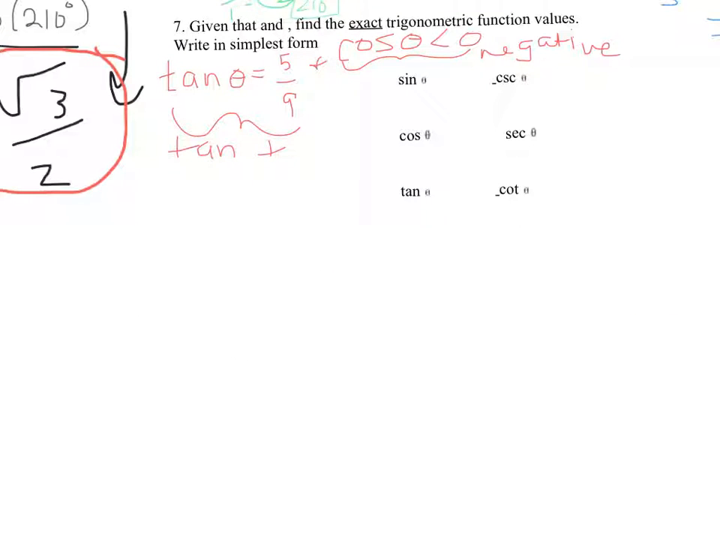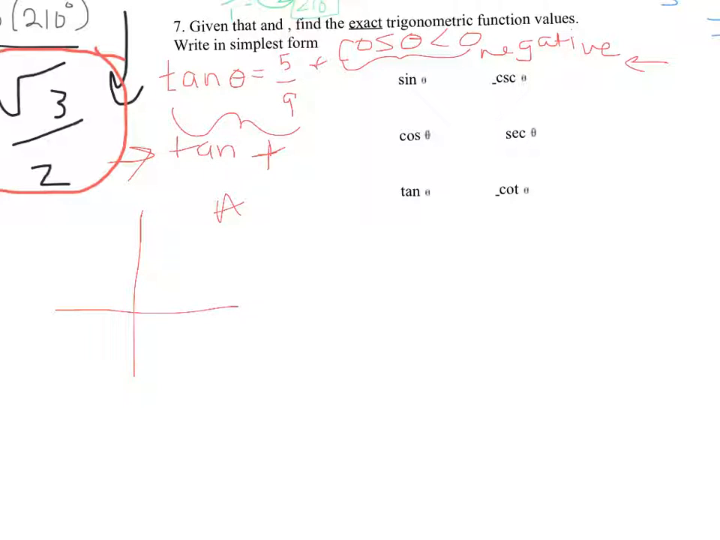Okay, so for problem number 7, we first need to look at what they give us. They tell us tan of theta is 5/9. So that means tan, they're telling us, is positive. And they say cosine is less than 0, meaning cosine is negative. All that this information gives us, it helps us determine what quadrant our triangle is in.